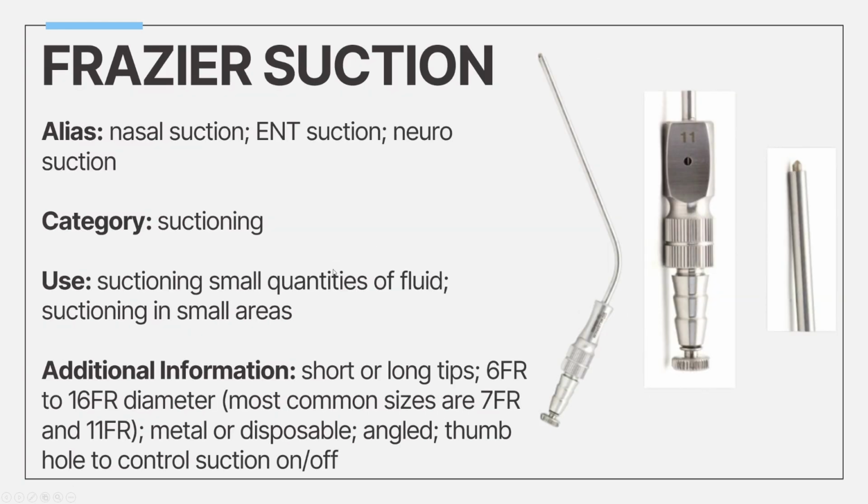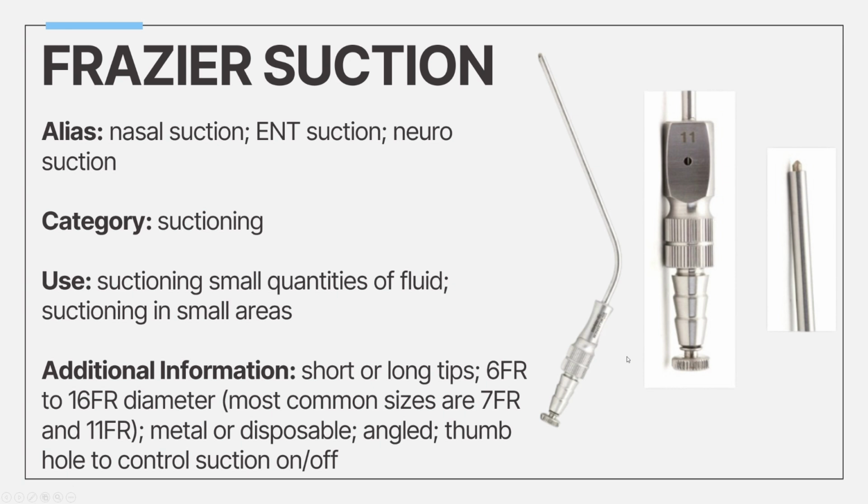And next we have a Fraser suction, which is very common in nasal surgeries, ENT procedures, neurosurgeries, and their main purpose is for suction, as you can imagine. So if you see this hole here, the surgeon could use their thumb to cover this hole up to control suctioning so they could turn off the suctioning or turn it on. Oh, sorry, turn it off by taking their thumb off this hole and then turn it on by covering it.